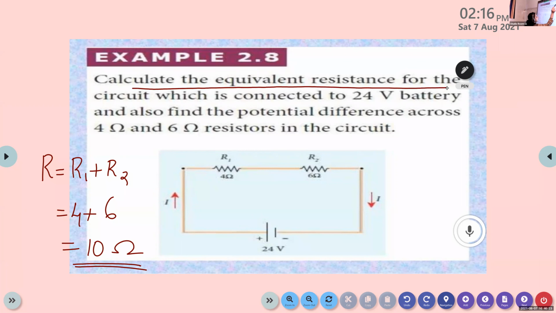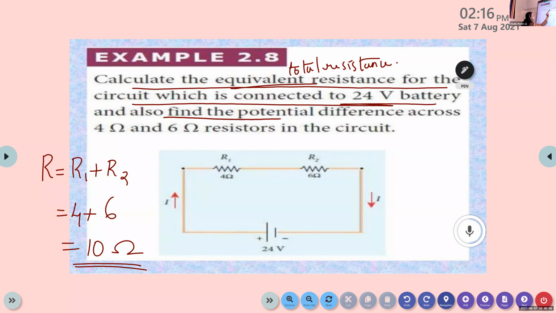Calculate the equivalent resistance. Equivalent resistance means the total resistance or the effective resistance of the combination. Since it is a series combination, the equation for calculating the total resistance is given by R is equal to R1 plus R2, that is equal to 4 plus 6, that is equal to 10 ohm. Then the sub question is here. The circuit is connected to a 24-volt battery. Then find the potential difference across 4 ohm and 6 ohm resistors in the circuit.